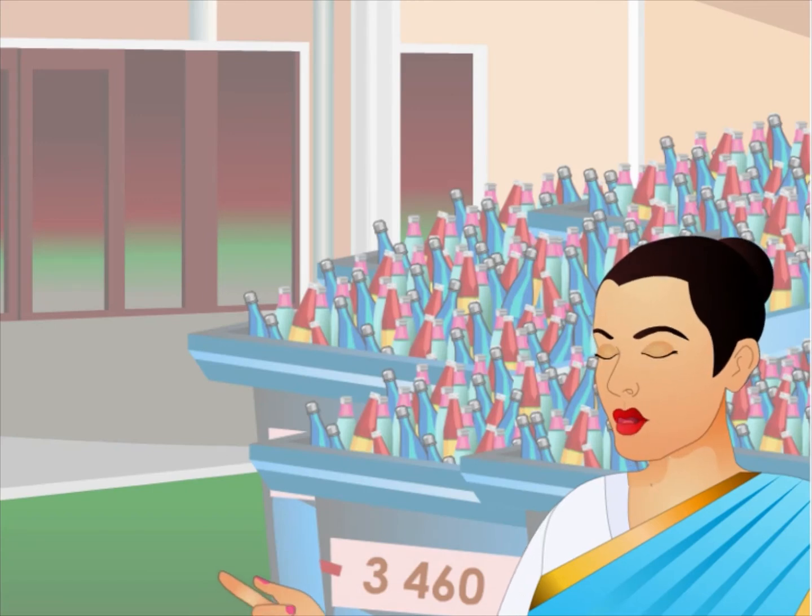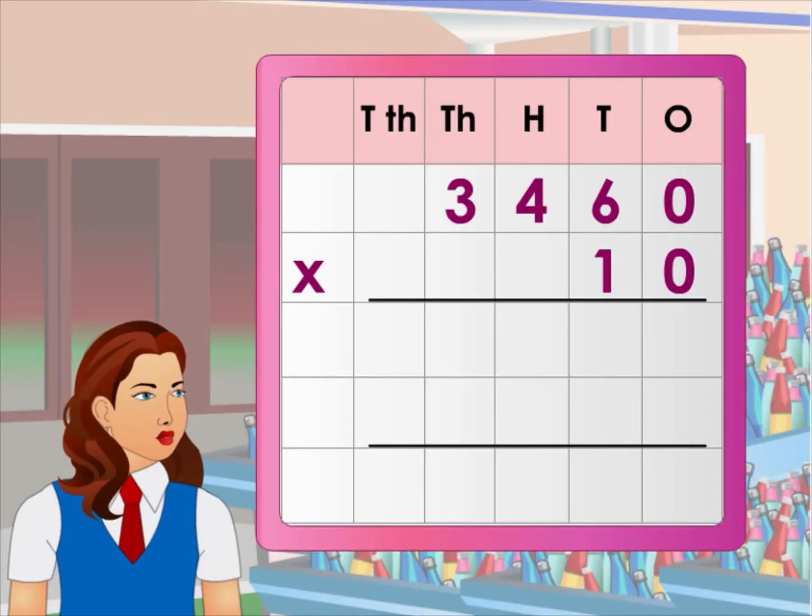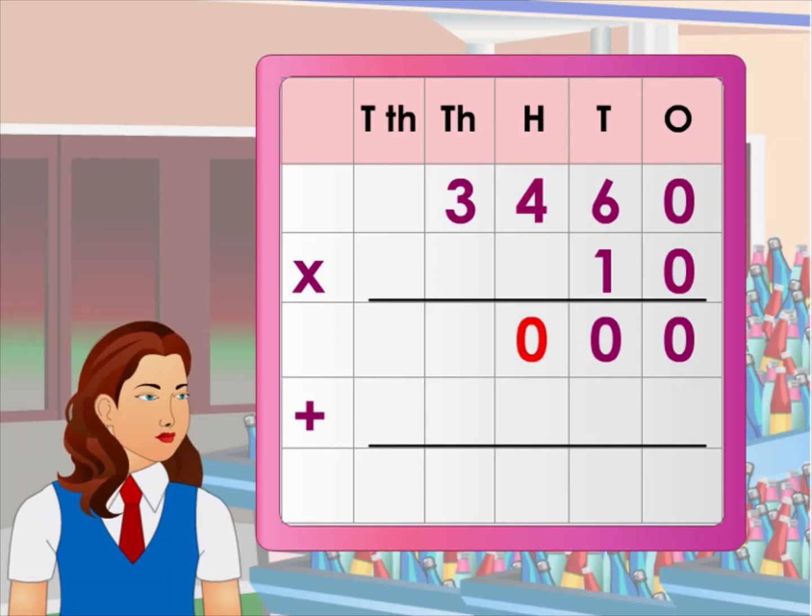Anyway, you can also find the product by multiplying the number using the vertical form. 3,460 times 0. 0 times 0 gives 0. 6 times 0 also gives 0. 4 times 0 is 0. And again 3 times 0 is another 0.